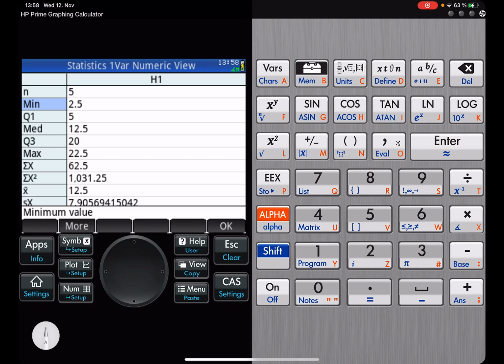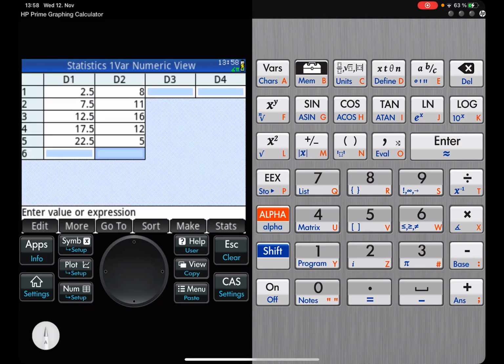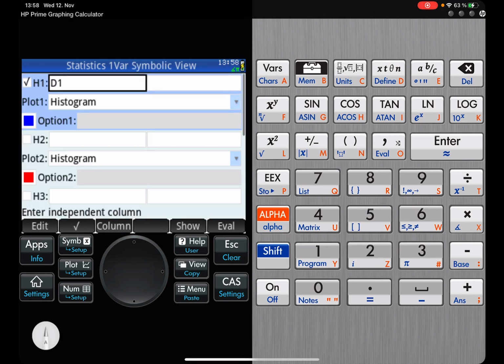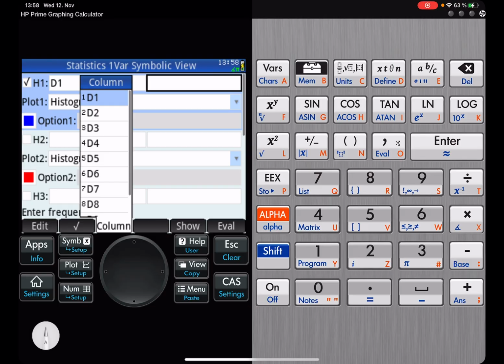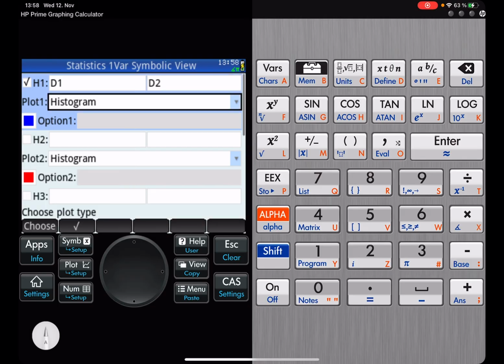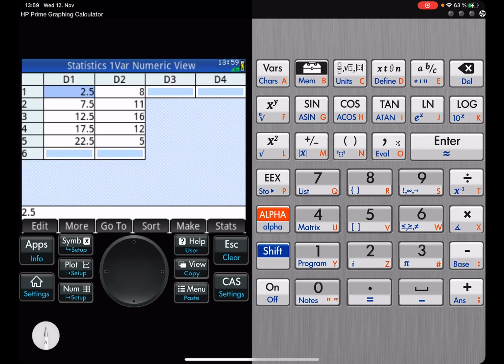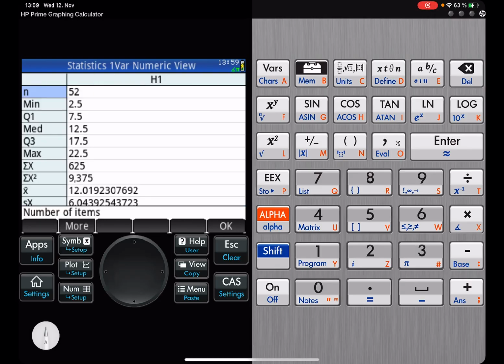The reason that it's doing this is because I did not turn the frequency column on. So I have to go back to symbol. I have to tell it that there's a frequency column. That column is D2. Click OK. Then I go back to my table. I can click stats. And I notice, oh, now there's 52, which is correct.